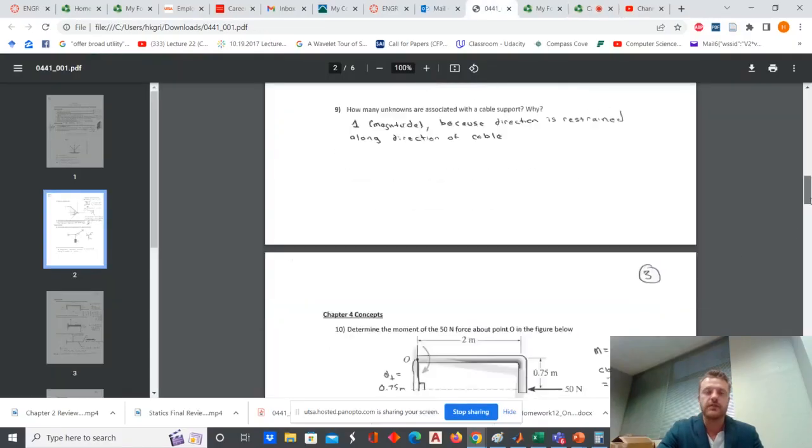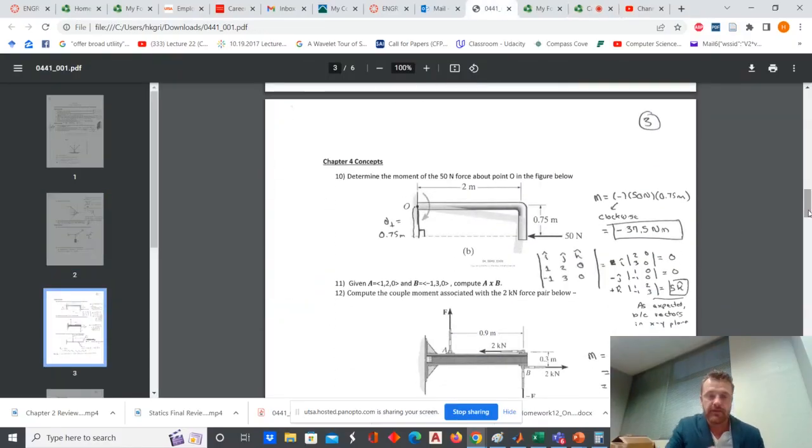So chapter 4 moves on to actual rigid body analysis. And the first thing that we talked about is how to actually compute torque or moments. So here we have a body that consists of an L-shaped pipe, and we're given the relevant dimensions of the pipe, and we want to compute the moment of the 50 Newton force about point O in the figure below. You can actually compute this using the scalar formulation of moments.